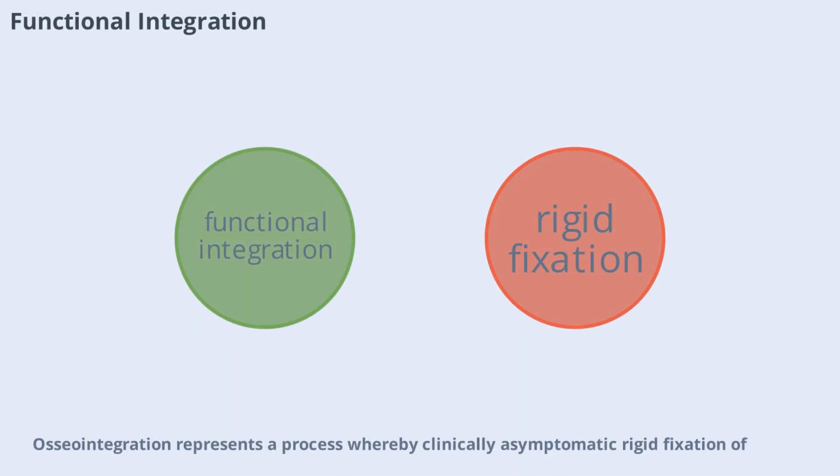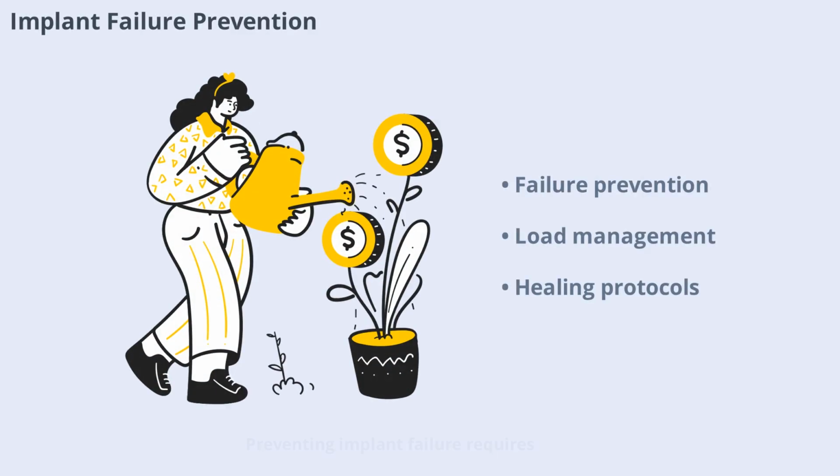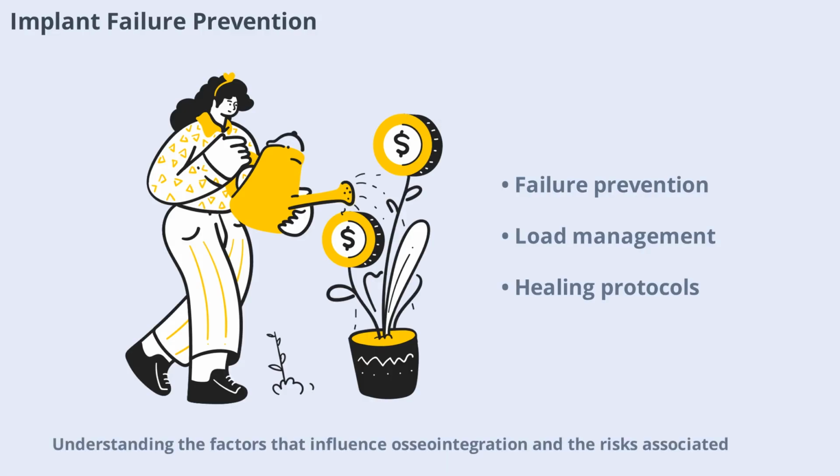Osseointegration represents a process whereby clinically asymptomatic rigid fixation of alloplastic material is achieved and maintained in bone during functional loading. This functional integration is essential for the long-term success of dental and orthopedic implants. Preventing implant failure requires careful management of functional loads, monitoring for adverse stimuli, and ensuring proper healing. Understanding the factors that influence osseointegration and the risks associated with overload is essential for maintaining implant stability and success.